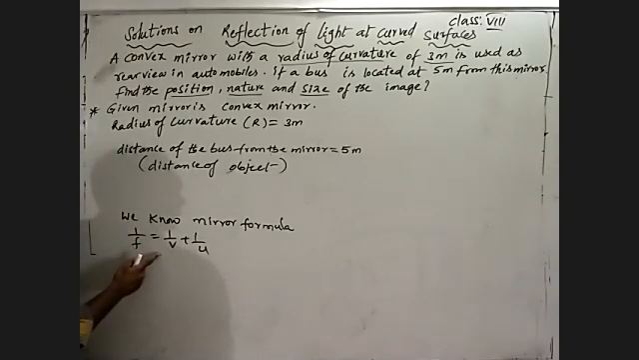V denotes the image distance, U denotes the object distance, F denotes focal length. Object distance is given, and we have to find the position of the image, the image distance. Okay, not a problem.